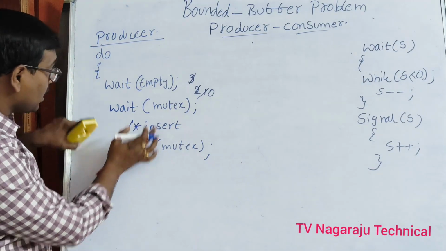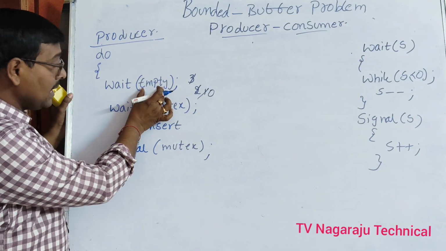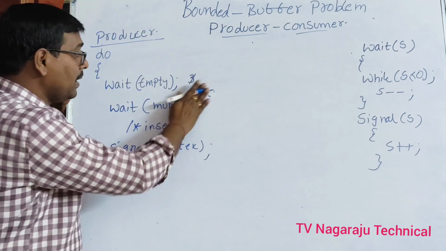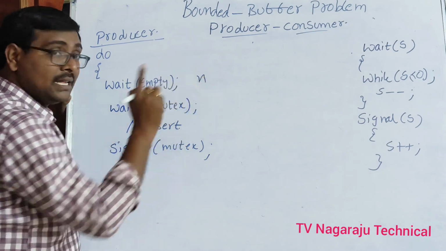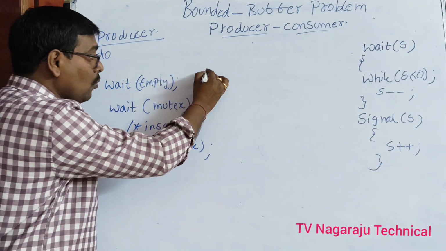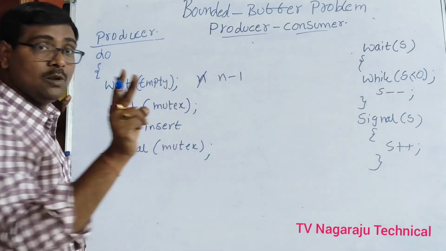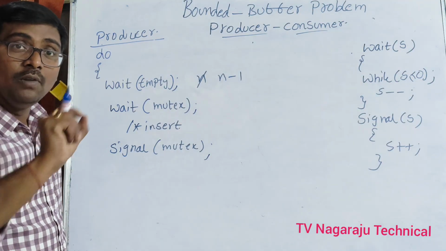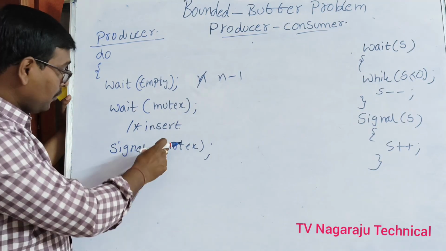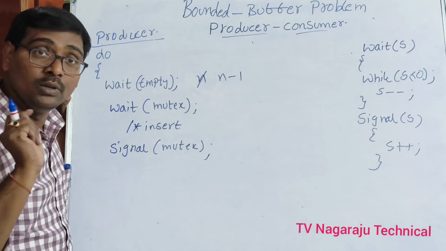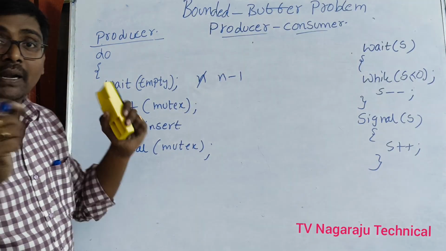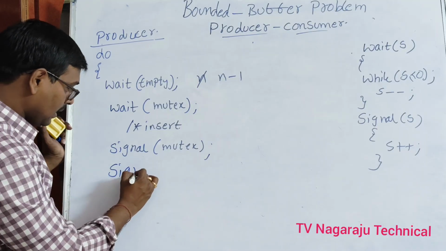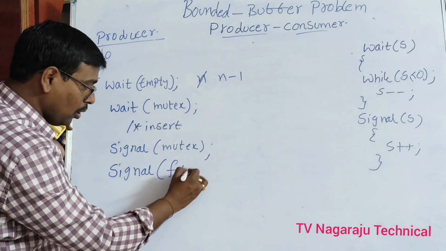After this, understand carefully, here you are writing empty. That means the empty semaphore value is decremented by 1. Initially it is n. After inserting one item, the empty value is n minus 1. Now what is the full value? Initially the full value is equal to 0. After inserting one item, the full value is equal to 1. How are we incrementing the value? By calling signal. So, I am calling the signal of full.